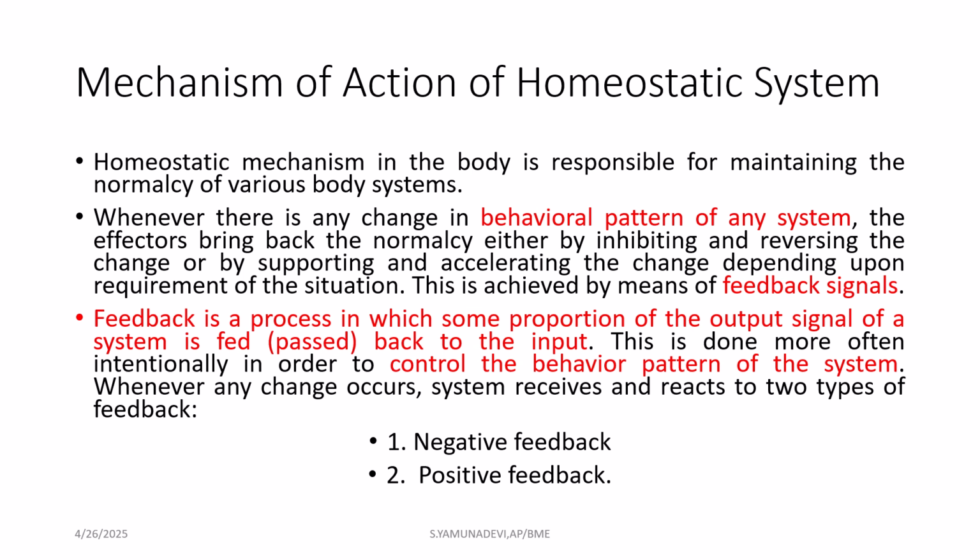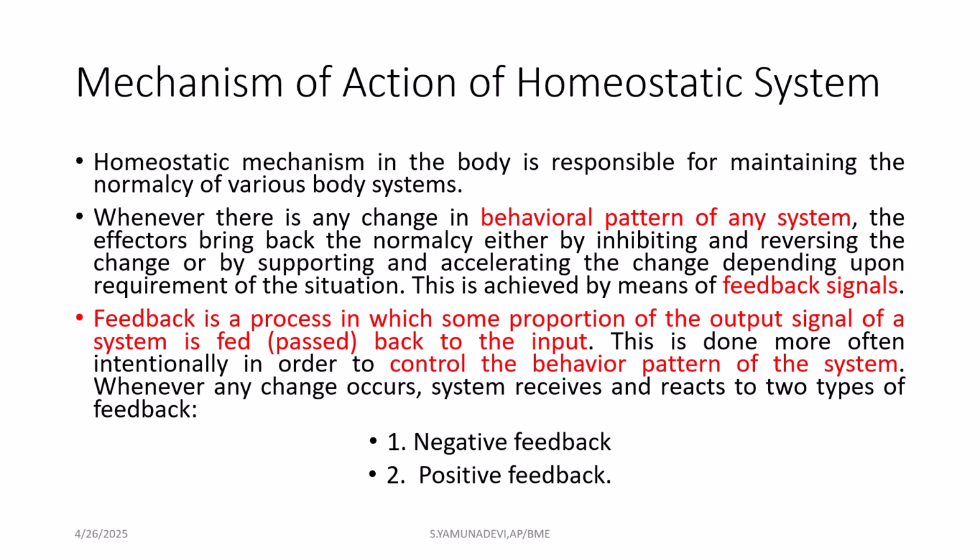Mostly, the homeostatic mechanism in the body is responsible for maintaining the normalcy of various body systems. How it happens is through feedback signals. And what is a feedback signal? Whenever there is a change in the behavioral pattern of any system, the effectors will bring back normalcy either by inhibiting or reversing the change, or by supporting and accelerating the change, depending upon the requirement of the situation. This is achieved by feedback.